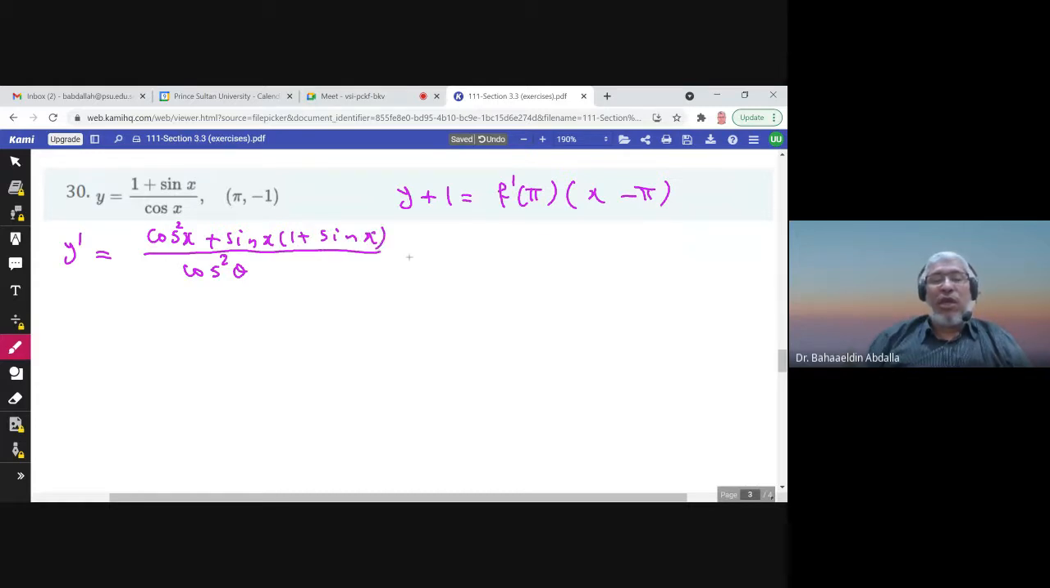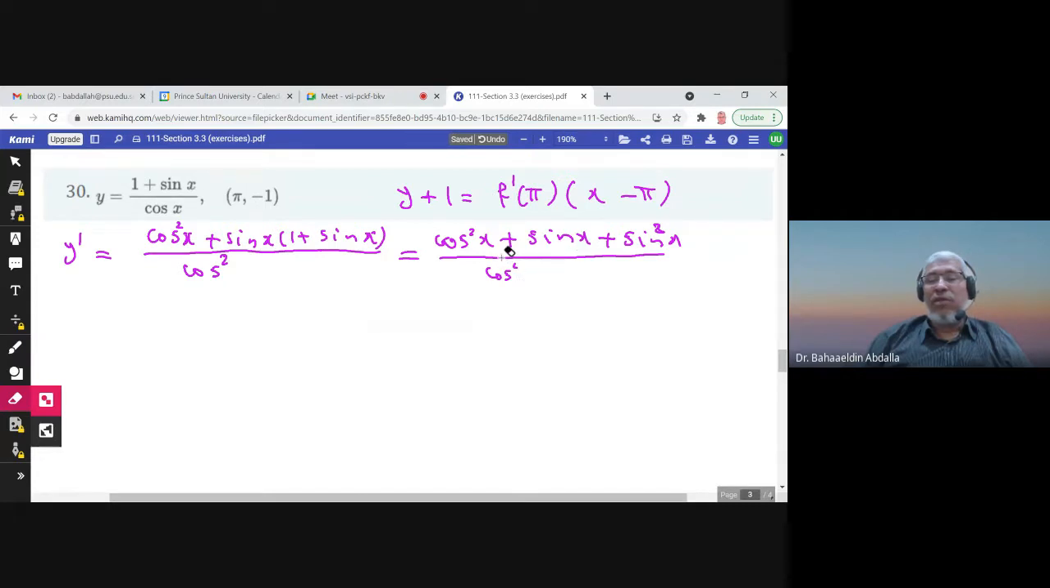Okay, I will simplify this first because I have cosine square x. Sine times 1 is just sine x, and sine times sine is sine square x, and cosine square plus sine square is 1.